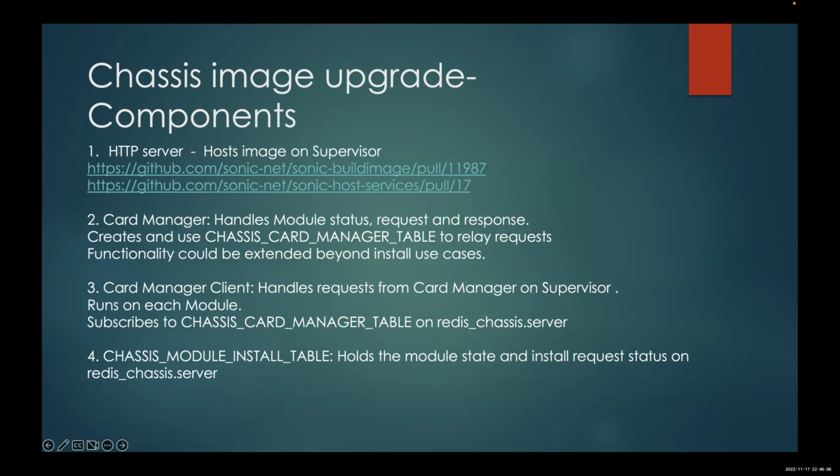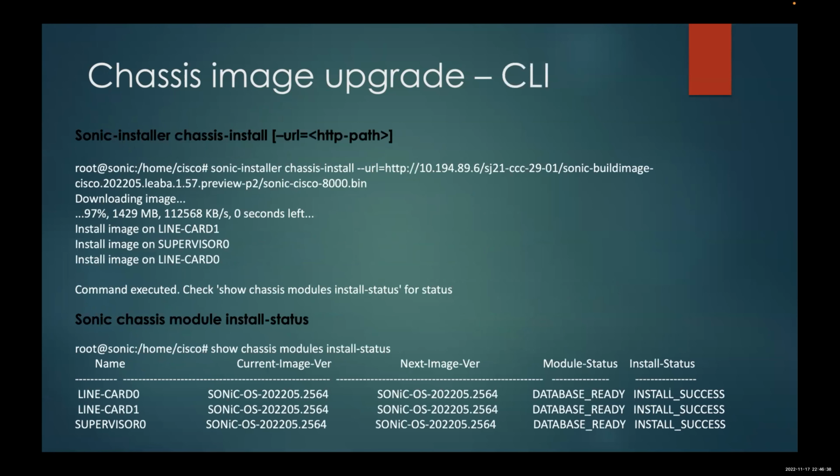So the basic components are, we need an HTTP server running on the supervisor, which can host the image for all the line cards. I already have some HTTP server PRs open for this. Then we have the card manager to handle the module status and request and response. There is a card manager client on each module. And then we are using the chassis module install table on the Redis DB to collect all the status information and everything.